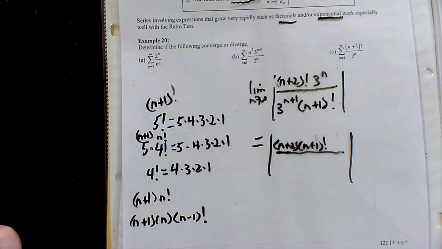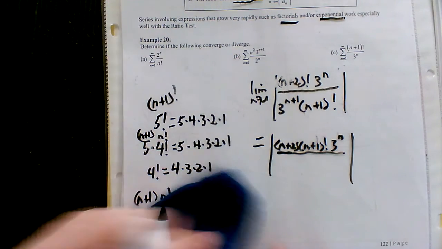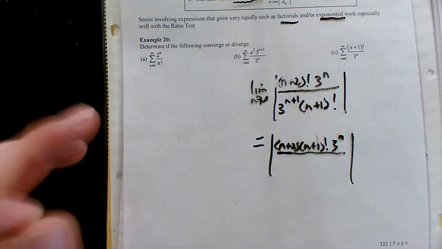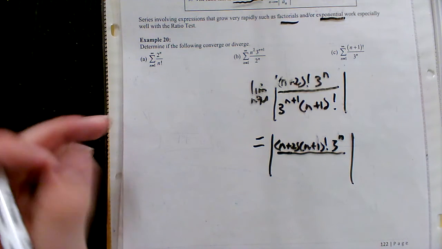The 3 to the n, does that simplify it all? No, I just write 3 to the n. So are we okay with the top right now? Caitlin, we're okay with that? Yeah. Autumn, okay with that?